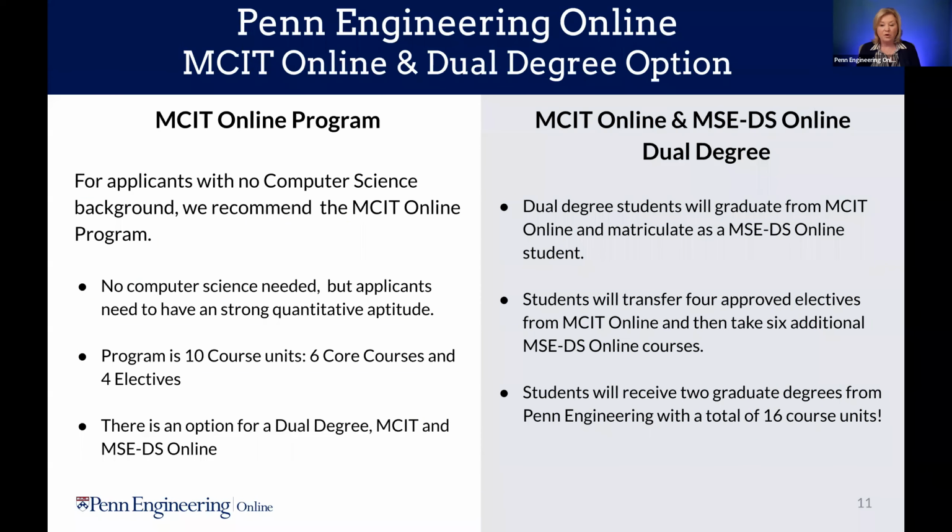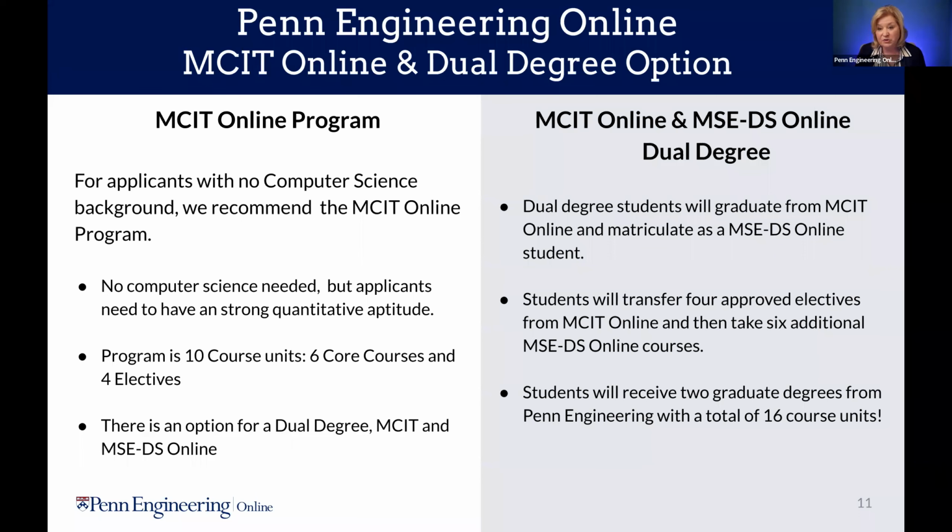Now let's say you've heard everything about who qualifies to apply for the MSE-DS online program, and you're thinking, maybe I don't quite fit into this program. Maybe I don't have an undergraduate degree in computer science, and I don't have enough computer science or quantitative coursework. What should I do? We do have a program called our MSE-IT Online Program. It's designed for students who have no to very little computer science skills. It has the same structure: 10 course units, 6 core courses, and 4 electives.